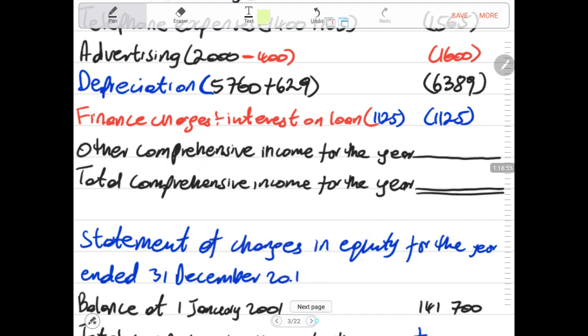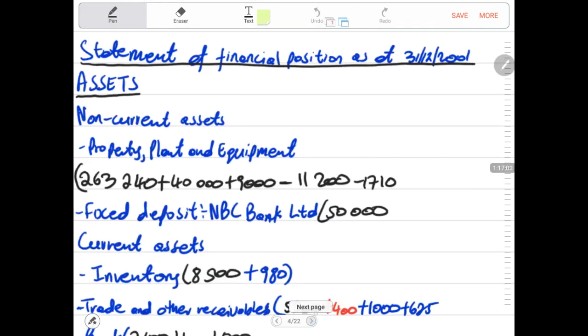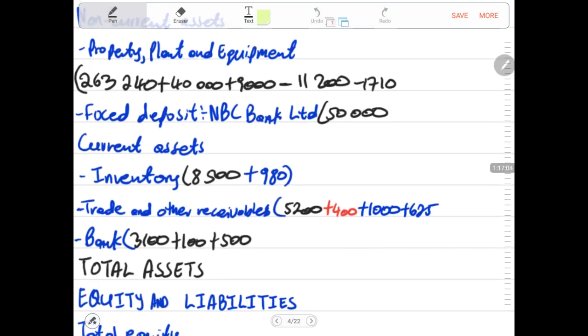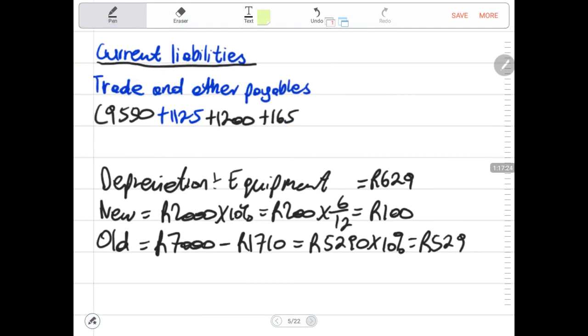Now the depreciation must again be deducted. 5,670 minus 629. Now we are deducting all the depreciations from the cost of the assets so that we get to the carrying value of our property, plant and equipment. Please don't forget to record the depreciations here.